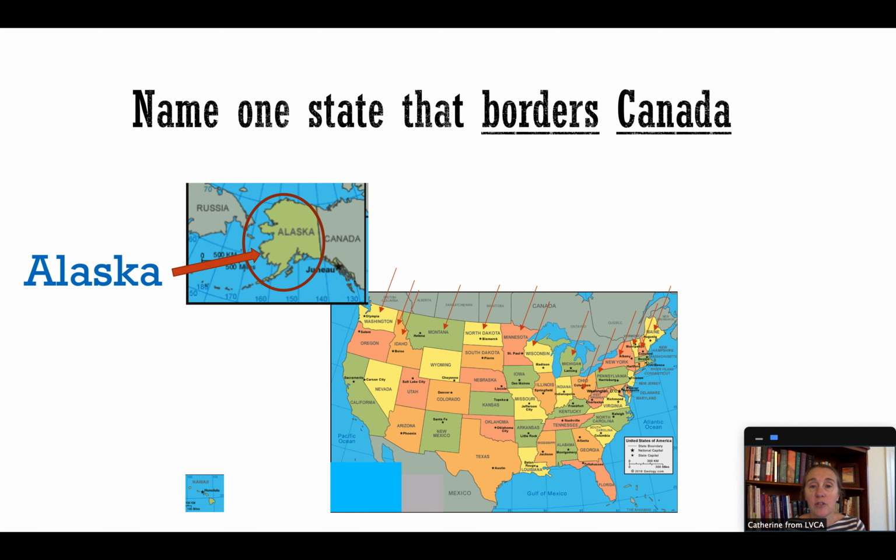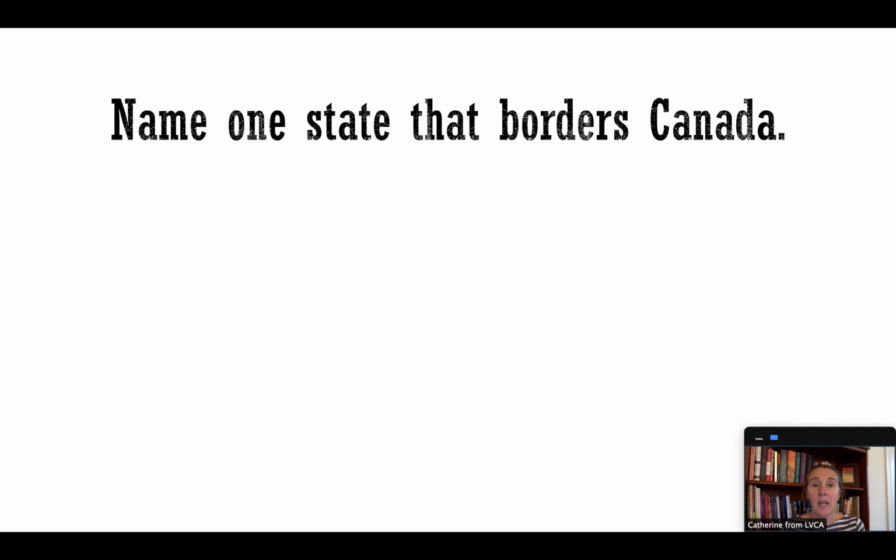There are a lot of choices all across the northern part of the 48 states part of the United States. And Alaska, way up high, also borders Canada. So we're going to use Alaska for our answer. Name one state that borders Canada. Alaska. Now you practice. Name one state that borders Canada. Good. Alaska.